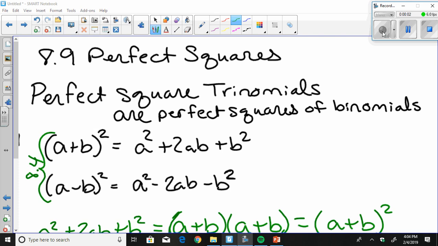Algebra 1, Chapter 8, Section 9, perfect squares. So perfect square trinomials are perfect squares of binomials. We've talked about this before in Section 4.